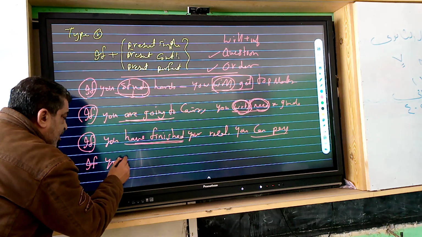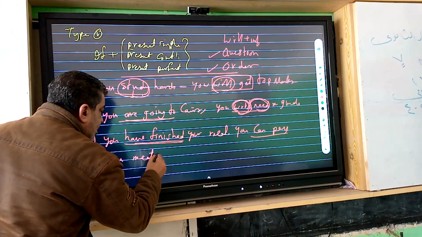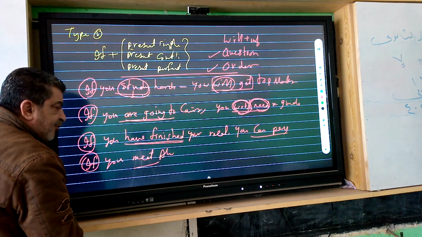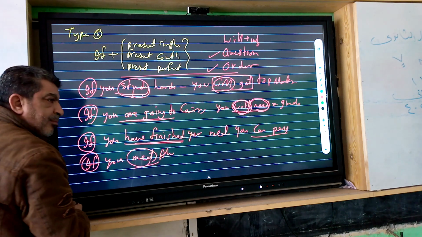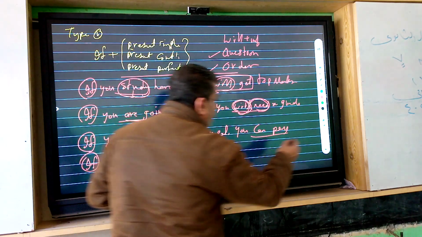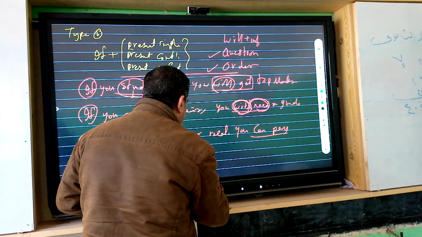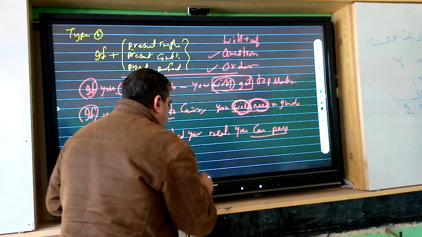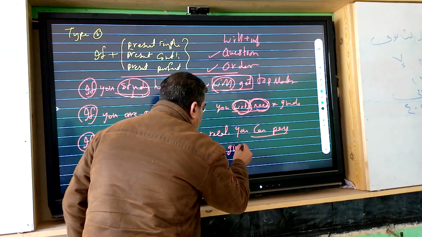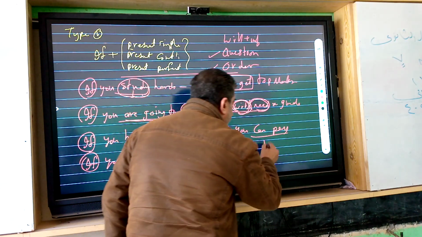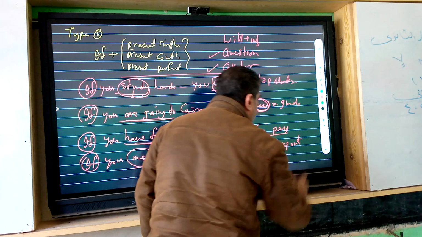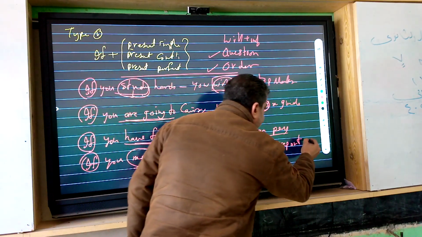If you meet Ali, and this is the if clause. The basic verb is meet, present simple. We can say, can you give him this report? Can you give him this report?